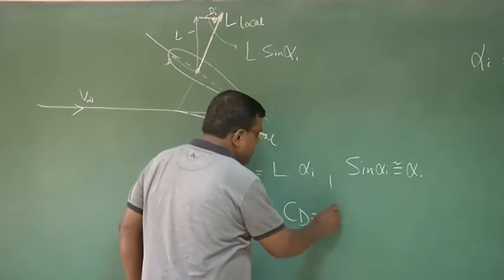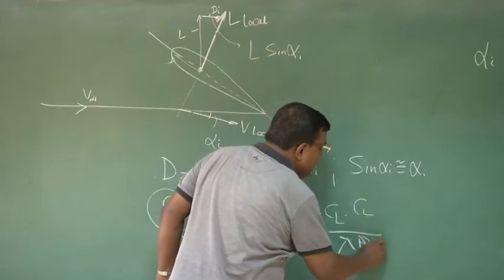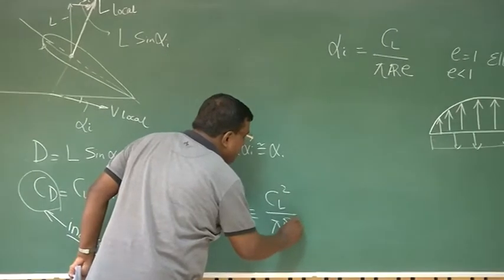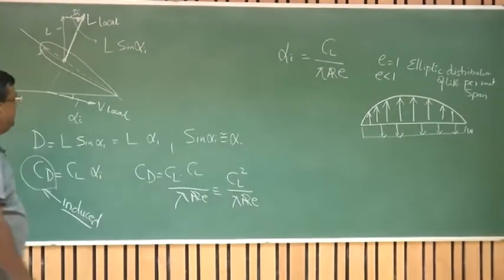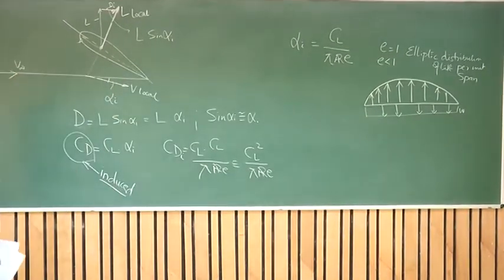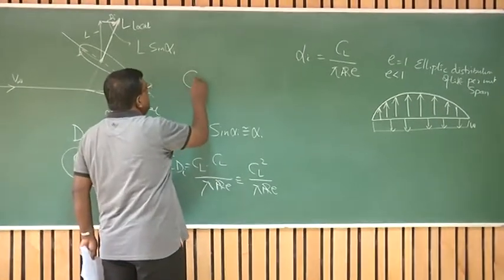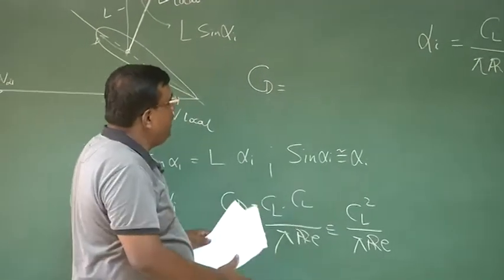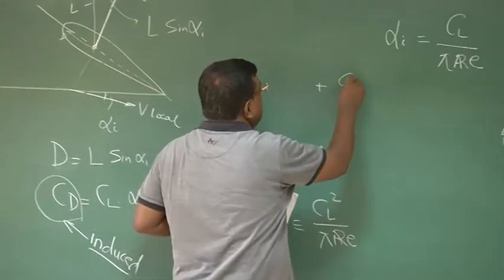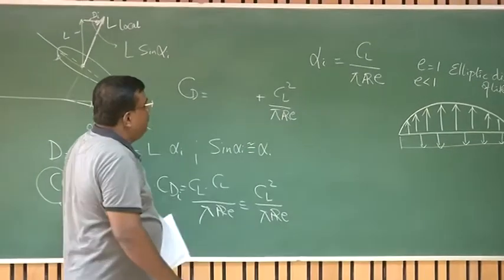CD equals CL into CL by pi aspect ratio E, and that is equal to CL square by pi aspect ratio E. Okay? So this is nothing but CDI, CD induced. So now for a wing, what do we see? If I want to find total CD, I know total CD will be what? One part is induced because of lift, which is given by CL square by pi aspect ratio E. And what about the other part?